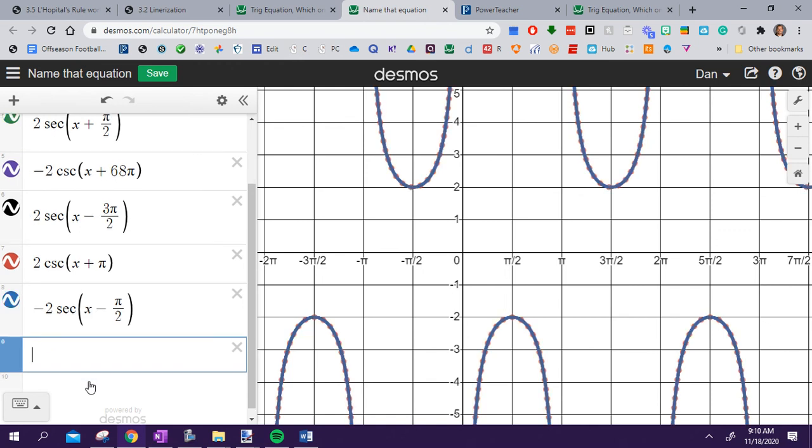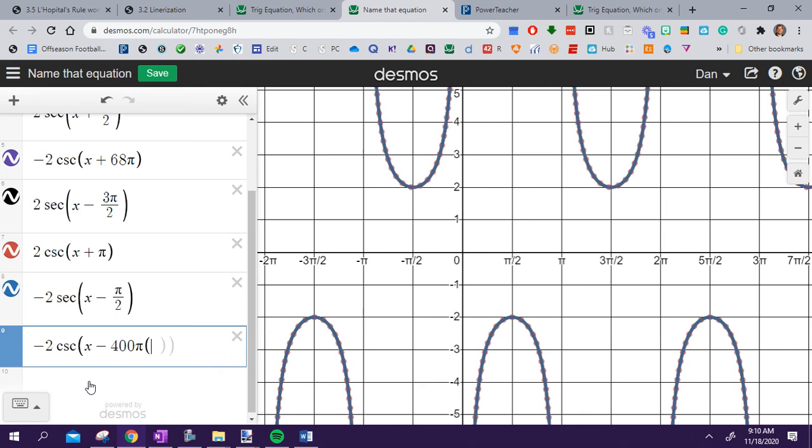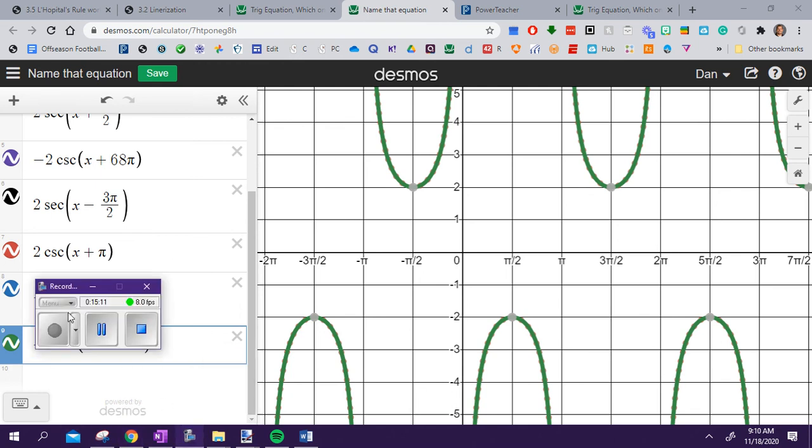Negative 2 cosecant x minus 400 pi. All right. We'll count it. Well, at least we went the other direction. They went plus. You guys went minus. Way different. Nice work. Good. That's impressive. In terms of being able to do that, obviously you're at your table and you're trying to graph. It's funky, but the idea that there's a whole bunch of different equations for the same graph is kind of the point I wanted to make.